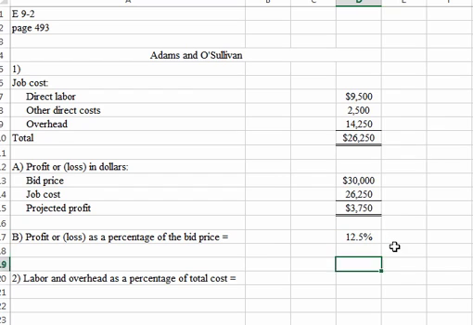And then labor and overhead as a percentage of total cost. Our labor was 9,500, so this is going to be equal to 9,500, our labor, plus overhead, 14,250, divided by total cost, 26,250. Wow, so direct labor and overhead make up 90.5% of our cost here.